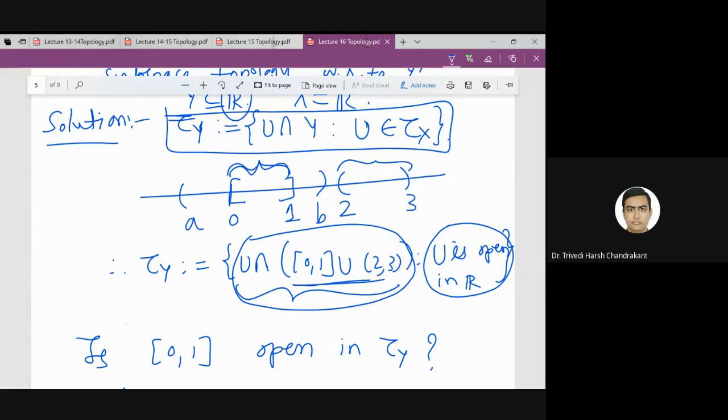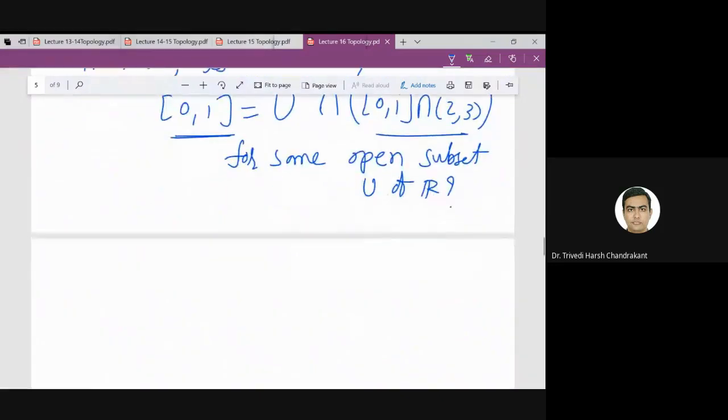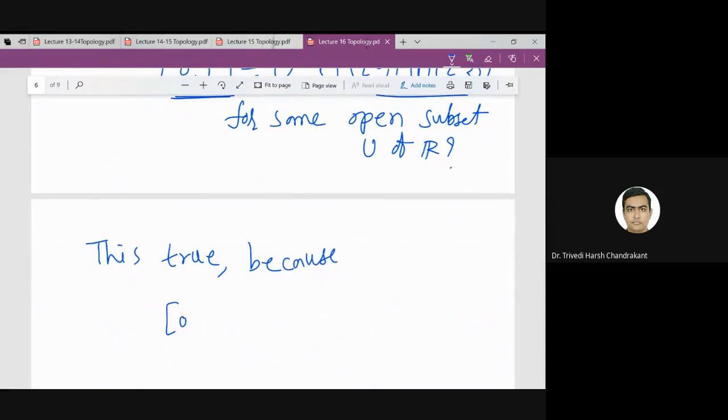Because I need the closed interval 0 1 inside, I have to go to the left side of 0, and on the right you can take any value between 1 and 2, for example 1.5. So this is true because the closed interval 0 1 is the intersection of -1 to 1.5, or -2, whatever you can take, with Y.